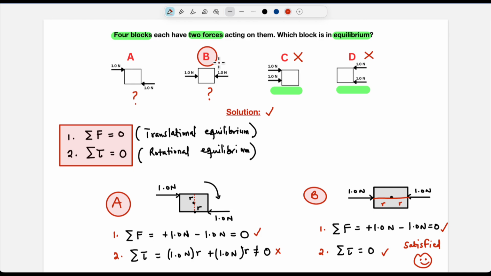Alright, so this brings us to the end of this video, and this is a nice exercise to be able to apply the conditions of static equilibrium to determine if a system is in equilibrium or not, as we just saw with these blocks.